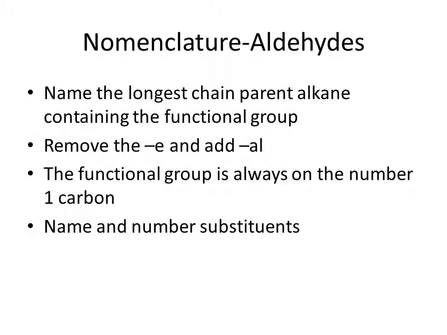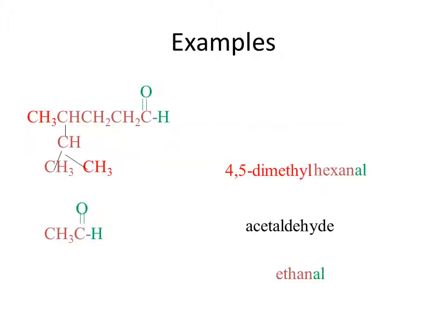With aldehydes, what you do is you name the longest chain as an alkane. You remove that E from the end and add A-L, al. The functional group is always on the number 1 carbon in the aldehyde because it's at the end of the chain. And then you name and number the substituents. Let's look at an example.